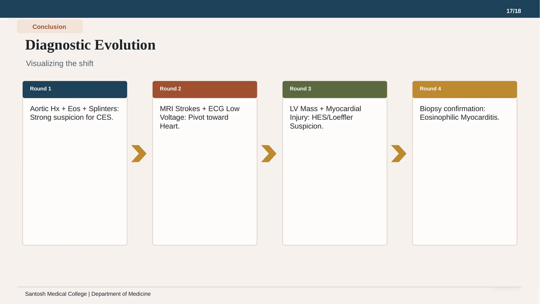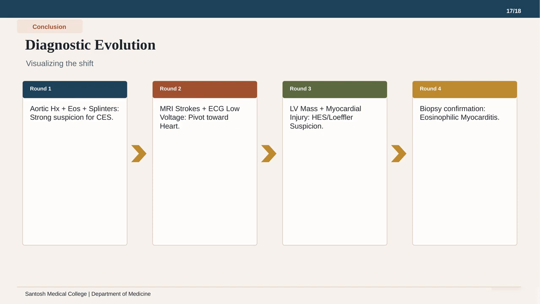Following the arrow to round 2, the discovery of multi-territory MRI strokes and low voltage on the ECG forced a critical pivot away from the aorta and toward the heart. Moving to round 3, finding the left ventricular mass alongside elevated cardiac biomarkers solidified the suspicion of Loeffler endocarditis. Finally, the arrow leads to round 4, where the endomyocardial biopsy provided the ultimate confirmation of eosinophilic myocarditis.